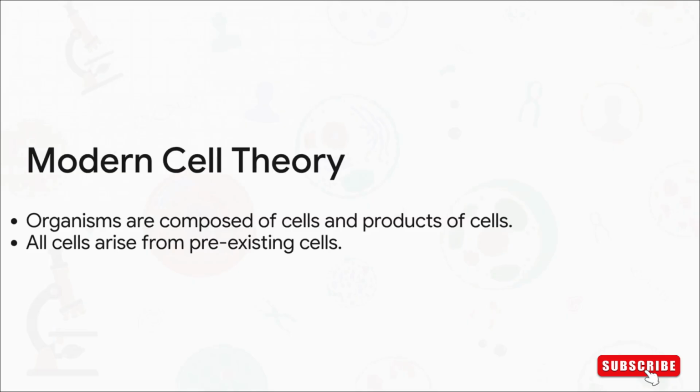The modern cell theory, exactly as it's understood by scientists today, rests firmly on two fundamental pillars. Number one, all living organisms are composed of cells and products of cells. That's the lasting legacy of Schleiden and Schwann. And number two, all cells arise from pre-existing cells. That is the game-changing contribution of Rudolf Virchow. Together, these two pillars form the bedrock of all modern biology, proving that all life is connected through an unbroken, historical chain of cellular division.